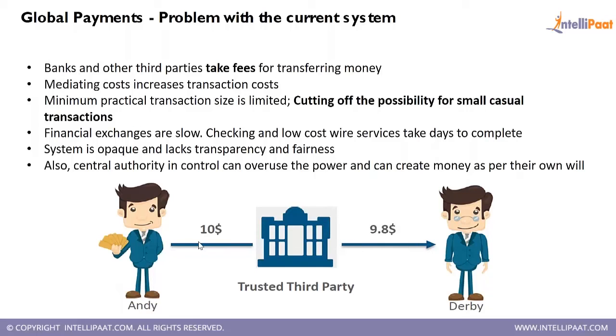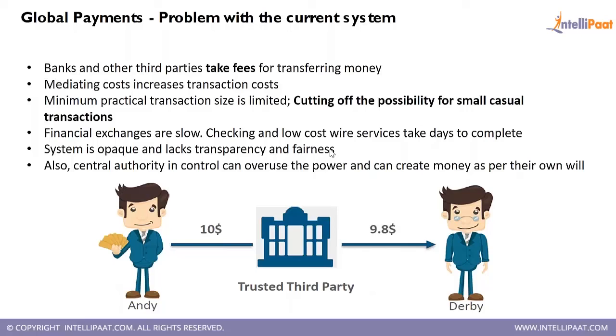So we already see, say, 20 cents is charged to make the transaction happen. This poor guy is receiving 20 cents less. Minimum practical transaction size is limited because you cannot do n number of transactions when a third party is charging a fee for making each transaction happen. Moreover, it takes quite a long time to make the transaction happen. We saw 2 to 5 days typically.